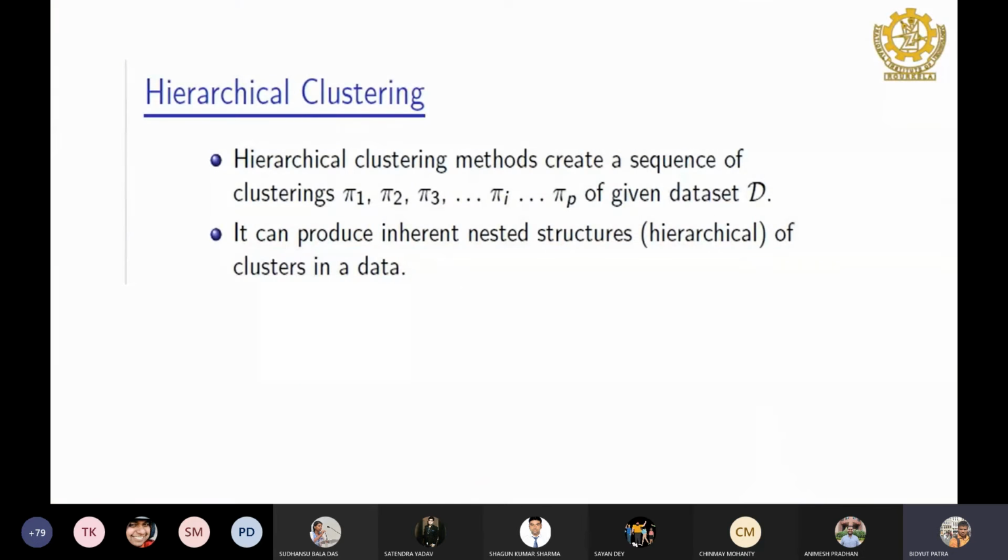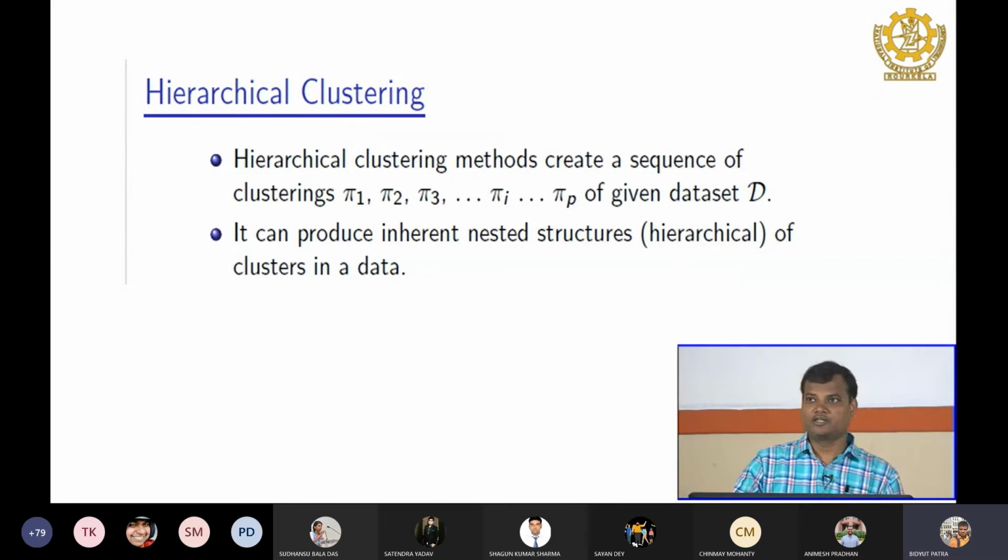So the hierarchical clustering method creates a sequence of clusterings, where each clustering is denoted by pi1, pi2, pi3 and so on for the given data set. It can produce the inherent nested structure of the clusters in the data, like a family tree. So this is a hierarchical structure. Similarly, if in a data set there is some hierarchical structure, to capture that hierarchical structure, this clustering algorithm is a good idea to apply.